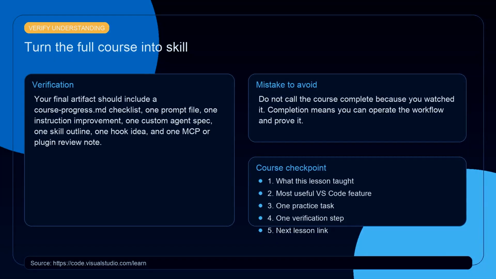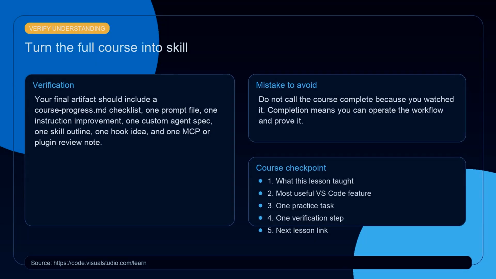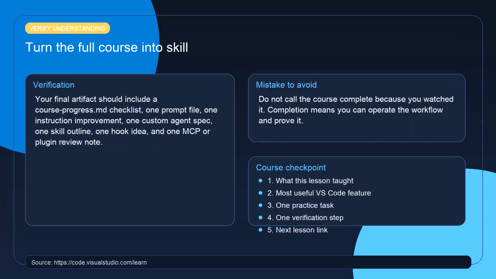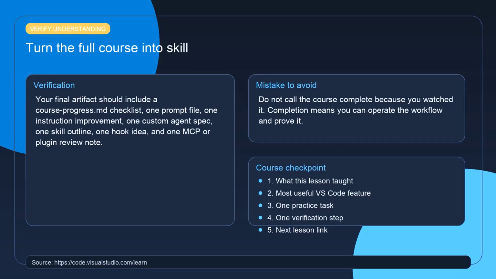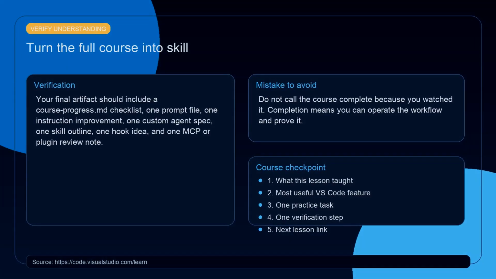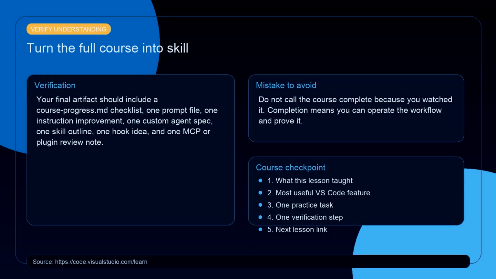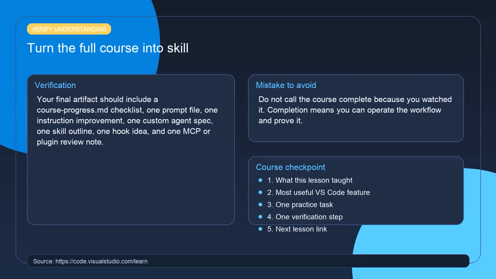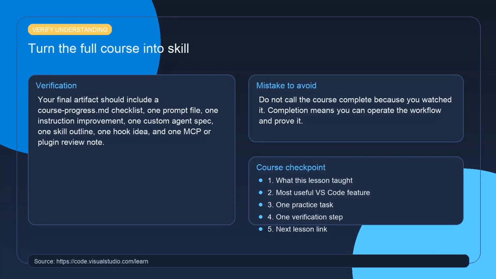The trap is also simple. Do not call the course complete because you watched it. Completion means you can operate the workflow and prove it. If you finish with those artifacts, you did not just watch a VS Code course. You built an operating system for safe agentic development.